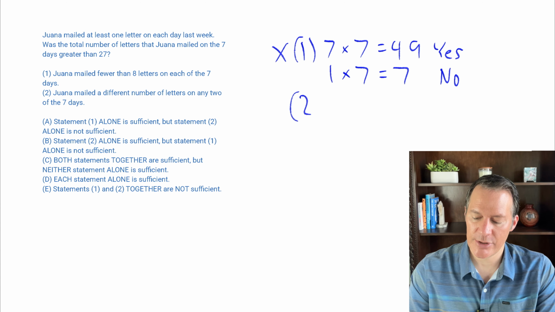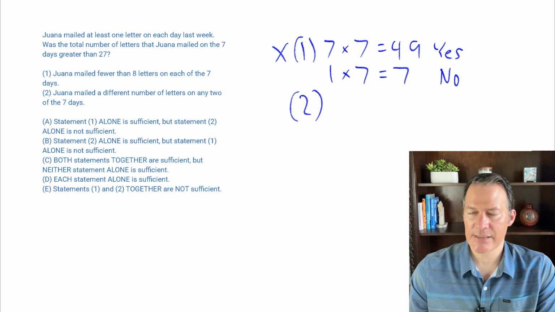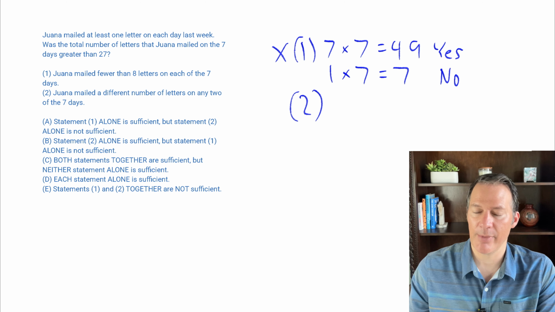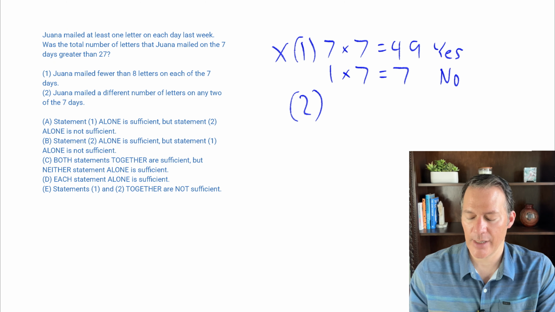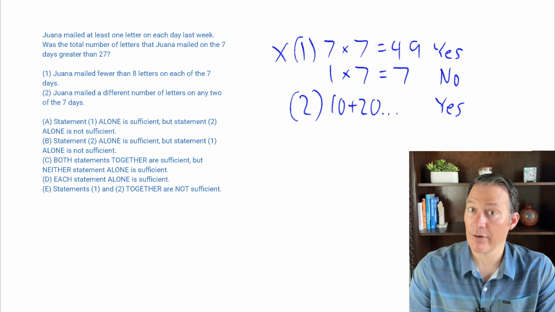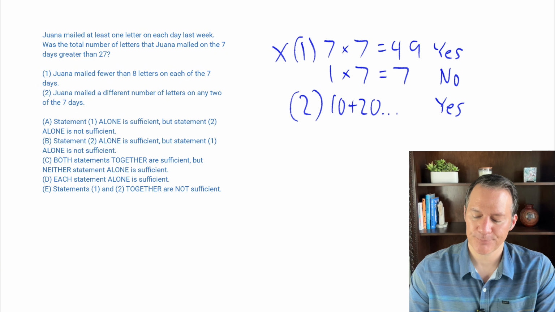Okay, so let's try statement 2 now. She mailed a different number of letters on any 2 of the 7 days. So again, let's test for yes. We want to make the numbers extreme on the high side, but there's no upper limit here, so we can make it infinity if we wanted to. So clearly the answer is yes, but just to make it concrete, I'll say 10 plus 20 and so forth. So we'll get a yes from that. But again, it could be even higher than that if we wanted it to be.